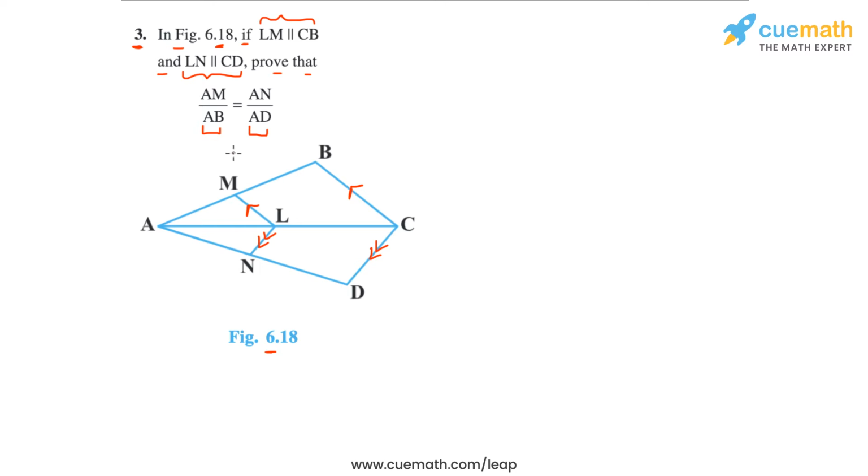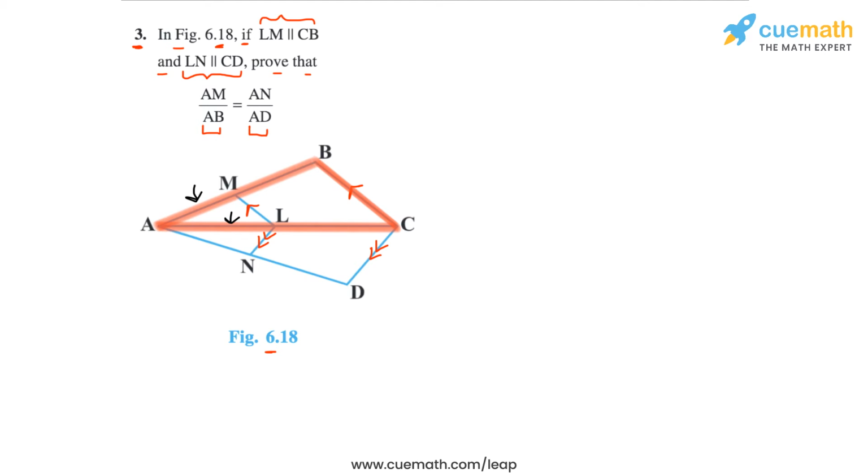So this is what we have to prove, and here's the reasoning we will use to solve this problem. First, we will apply the basic proportionality theorem to triangle ABC since LM is parallel to CB, and we will obtain AM by the whole segment AB equal to AL by the whole segment AC.